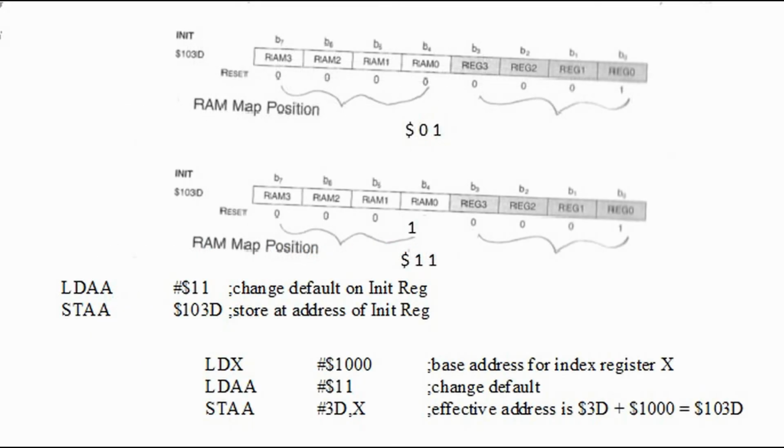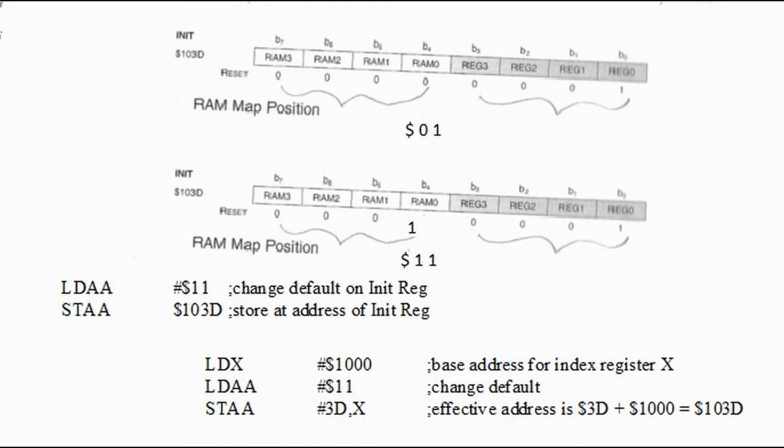The same register controls the position of RAM. Notice in this case that RAM is located on 4K page 0 because the default position of the register is 01. So if you see RAM bit 4 has a 0 in it, that means 4K page 0.